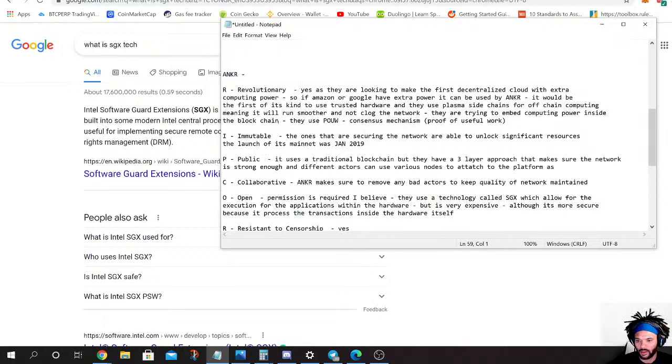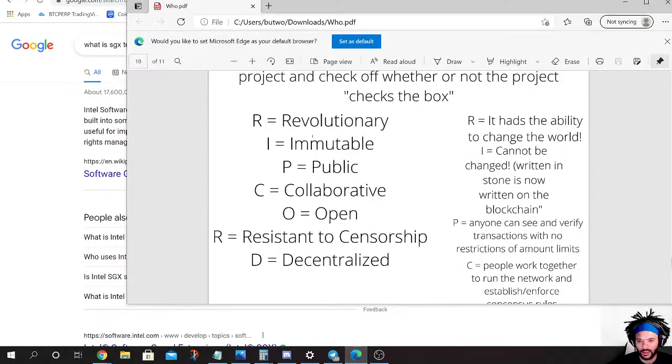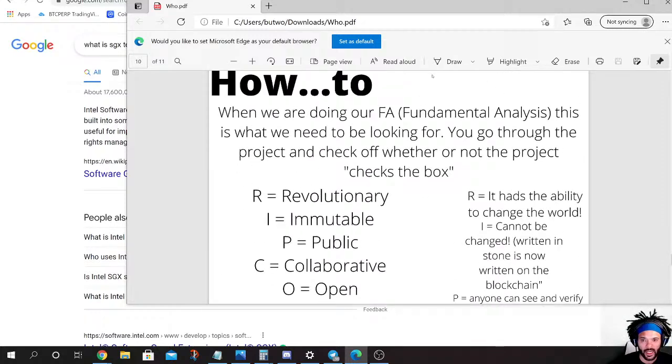Alright, so that is our RIPCORD, and we answer all those questions. Again, if you didn't see it, it's right here: revolutionary, immutable, public, collaborative, open, resistance to censorship, and decentralized. So that's where I took that. And again, I got that from Andreas Antonopoulos. He has a free course. If you just Google his name, you can take one of his free courses and grab that same info there.